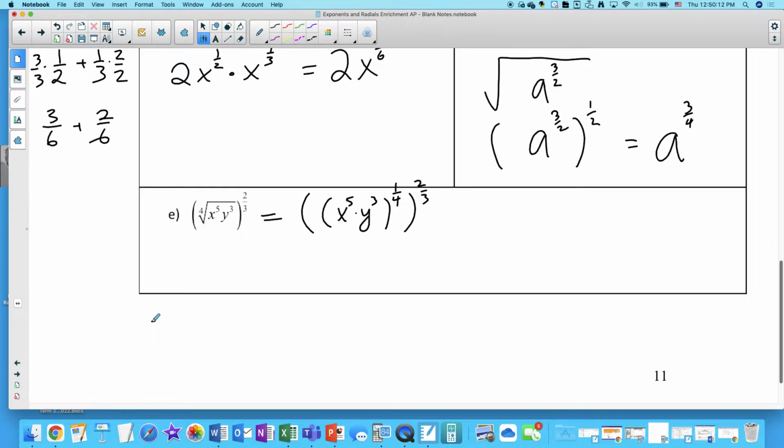Okay. Now at this point, there's some stuff I can do. Yes? Could you just write it as x to the 5 over 4 and y to the 3 over 4? Yeah, so there are 2 ways that you can do this, right? We have to distribute this quarter into each of these, and then we also have to distribute the 2/3 into each of those. You could also do it all at the same time, though, if you just multiply a quarter times 2/3. And then you just distribute that in, right?